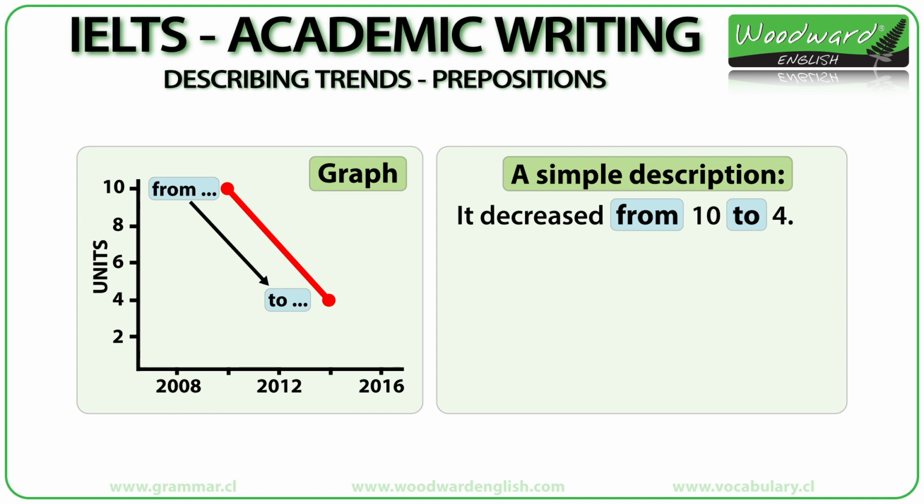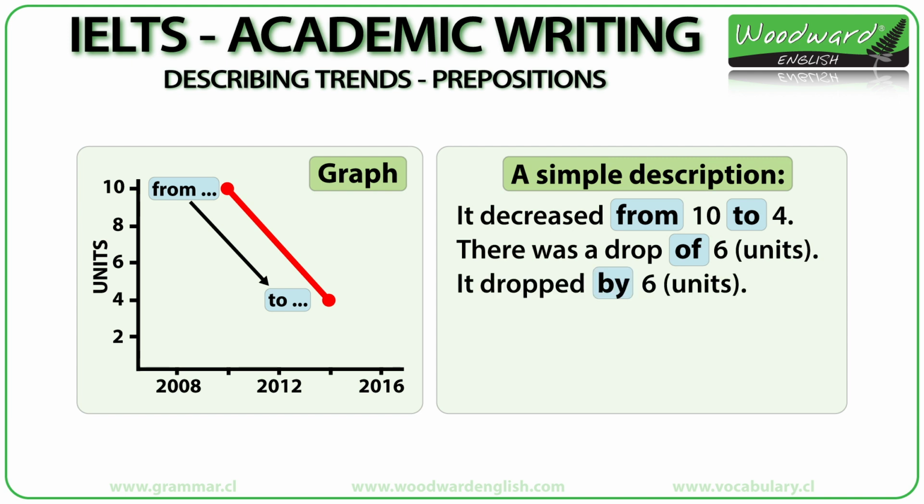Now, what is the difference between 10 and 4? It is a difference of 6. So we could say there was a drop or decrease or decline of 6 units. There was a drop of 6 units. We use of after a noun, in this case the noun drop. How about if we use the verb form of drop? We would say it dropped by 6 units.